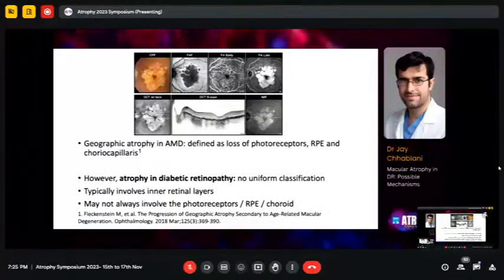We all have been talking about atrophy in retina, and whenever we speak about atrophy, the first thought that comes to mind is geographic atrophy in AMD, which is defined as loss of photoreceptors, RPE, and choriocapillaris. However, atrophy in diabetic retinopathy is not uncommon, but there is no uniform classification. The atrophy in diabetic retinopathy typically involves inner retinal layers, and may not always involve photoreceptors, RPE, and choroid. So today I will be exploring some of the areas of atrophy in diabetic retinopathy.